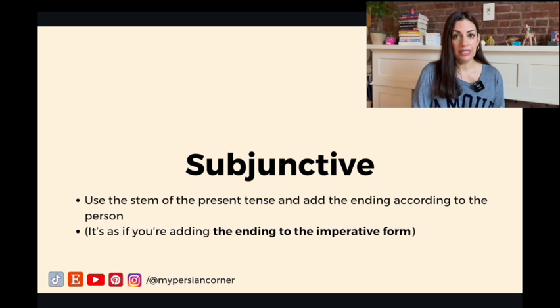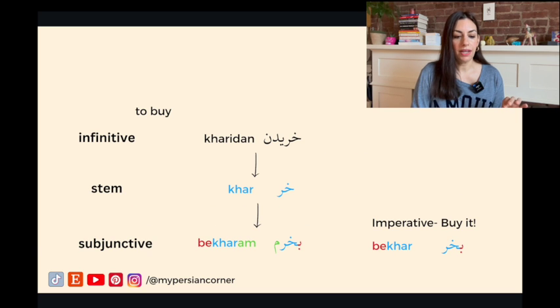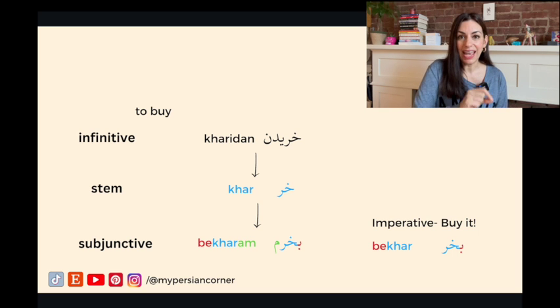Another way to think of this is what I've written in the second bullet point here. It's as if you're adding an ending to the imperative form, okay? So we form the imperative in a similar way. You might remember that with the imperative, we also take the stem of the present and we just add the be or the bo at the beginning. So we have here in the right-hand corner, بخر, buy it. That's our imperative, بخر. But for the subjunctive, you see all we do is we add the ending, بخرم, okay?